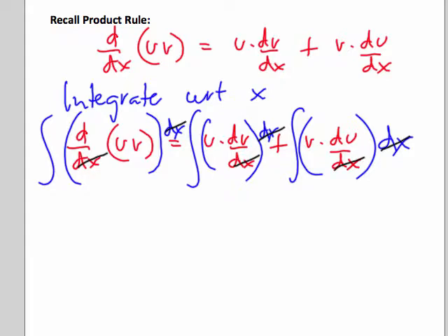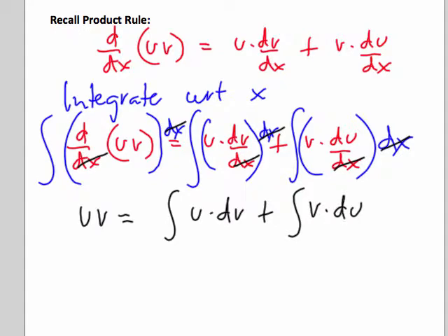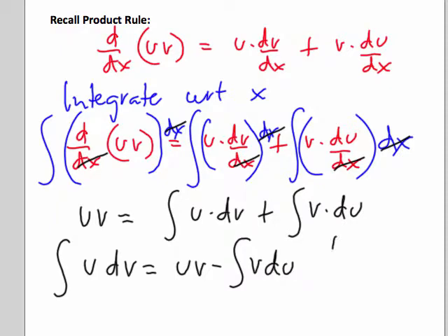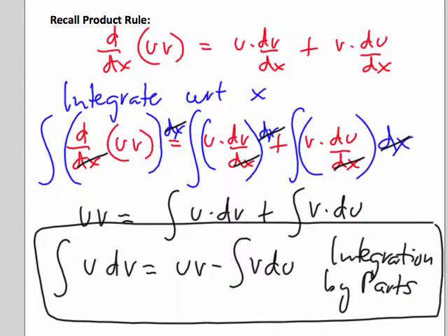And then we know that the integral of the derivative of u times v would just be u times v equals the integral of u dv plus the integral of v du. And if we rearrange that expression, we could write it as integral u dv equals uv minus integral v du. And this is the formula for what we call integration by parts, which was established, as you saw, from reversing the product rule.